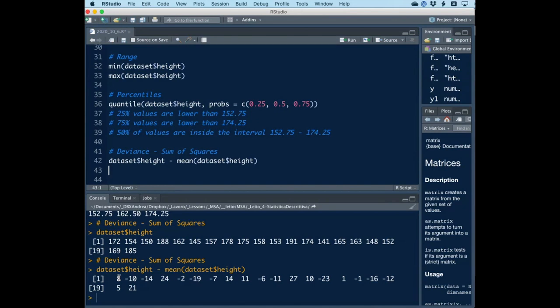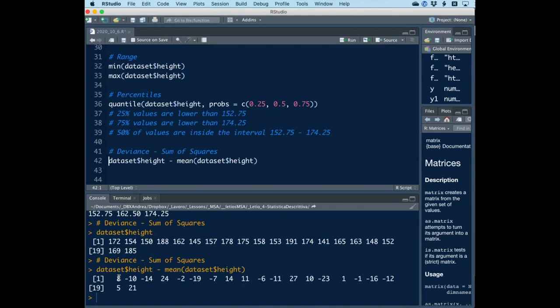But I cannot sum the distances because the sum is 0. The mean is the central value. So it's the value so that the sum of the distances is 0. So the mean is built to respect the assumption that the sum of distances is 0. So I cannot sum distances. But I can square them and sum the squares. So I can sum the squared distances from the mean. That is the sum of squares.